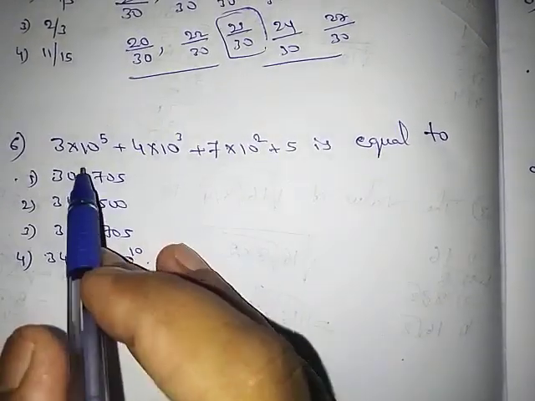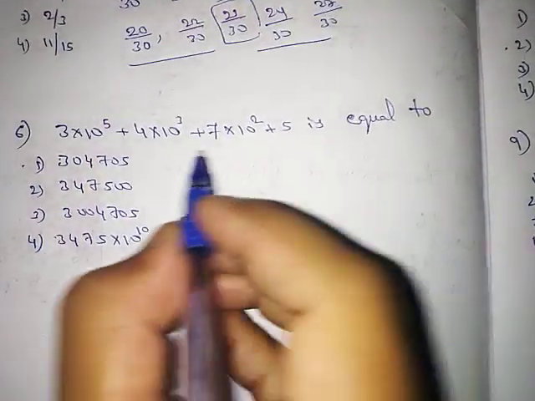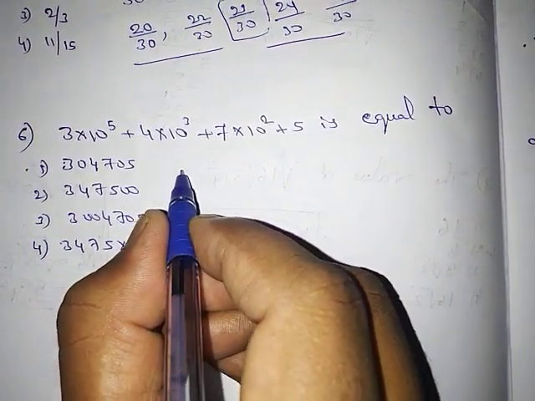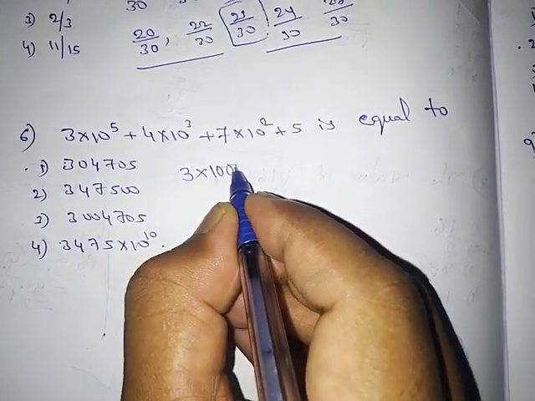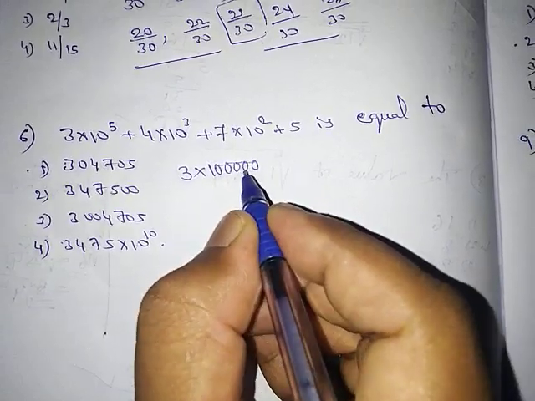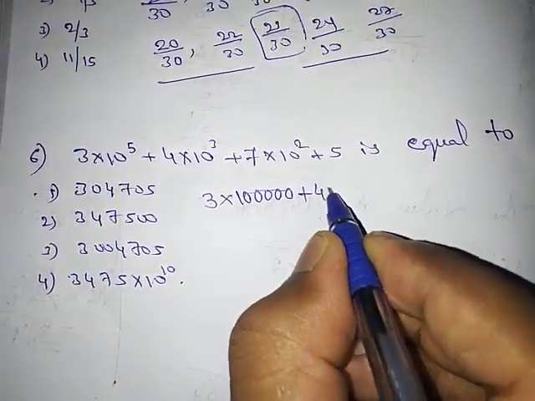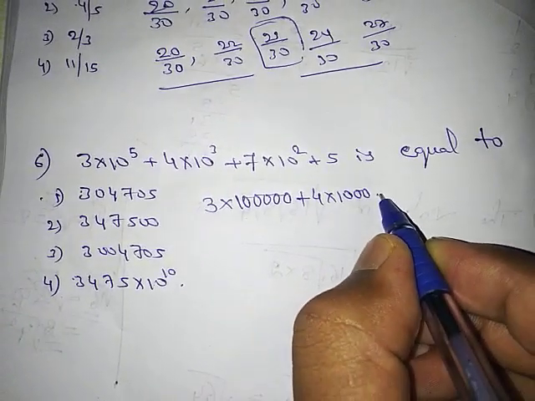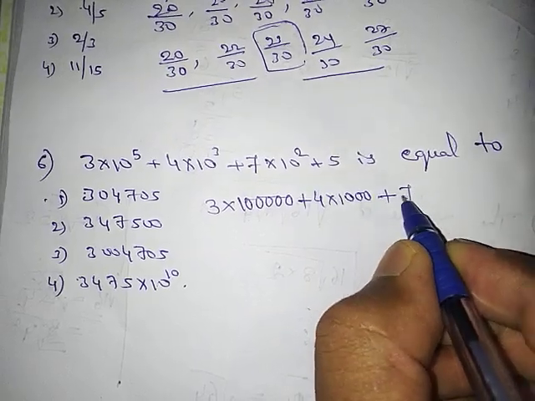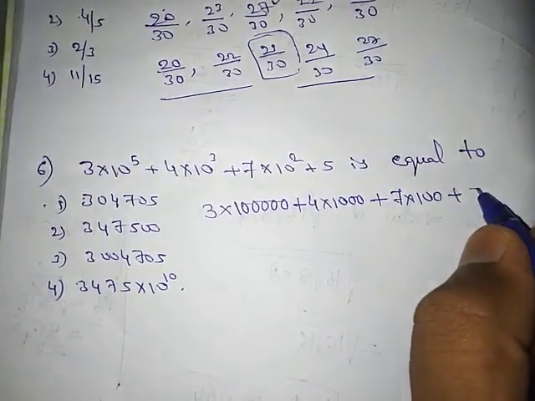This is equal to the value. So you can find that very easily. That means split it in a simple way. 3 into 10 to the power of 5 means 1 2 3 4 5, right? And then write a plus 4 into 10 to the power of 3 means 10 with 3 zeros, plus 7 into 10 to the power of 2 means 100, plus 5 as it is.